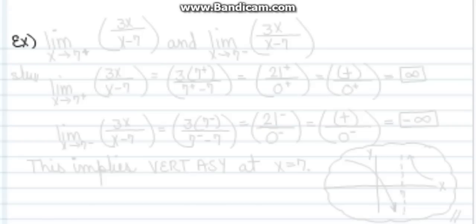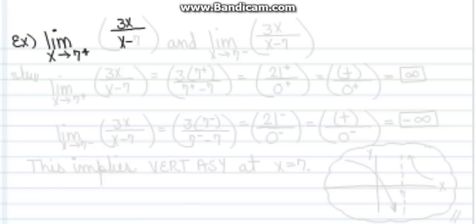In this example, we're going to take the limit of a function as x approaches 7 from the left and the right side. So we'll see the limit as x approaches 7 from the positive side of 3x over x minus 7, and the limit as x approaches 7 from the negative side of 3x over x minus 7. And after we consider these two limits, we're going to look for a pattern and try to draw a conclusion about the graph.